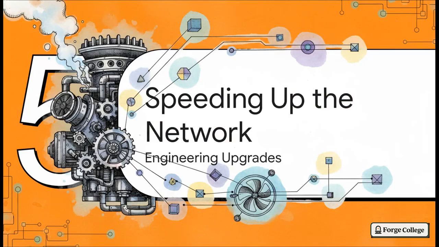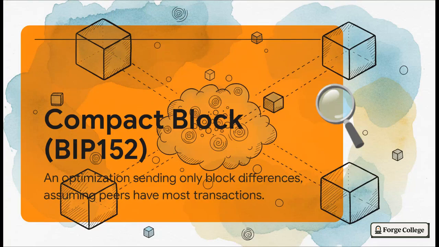Which brings us to part 5, speeding up the network with some brilliant engineering upgrades. To solve that big block problem, network engineers had to get really creative to keep our engine from overheating when the data payloads get large. Enter the compact block optimization, known as BIP 152, alongside headers-first synchronization. Here is the incredibly clever shortcut.